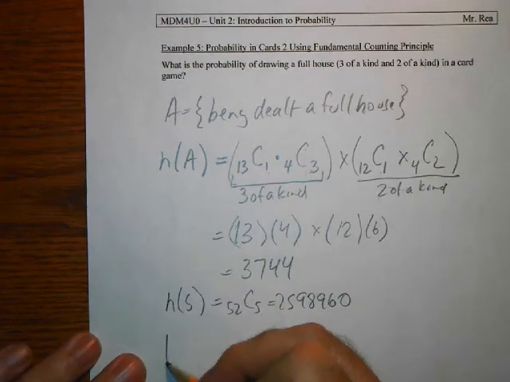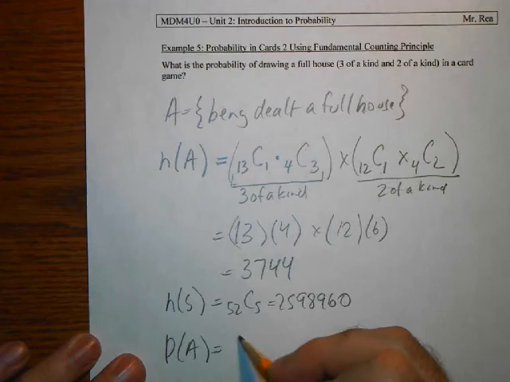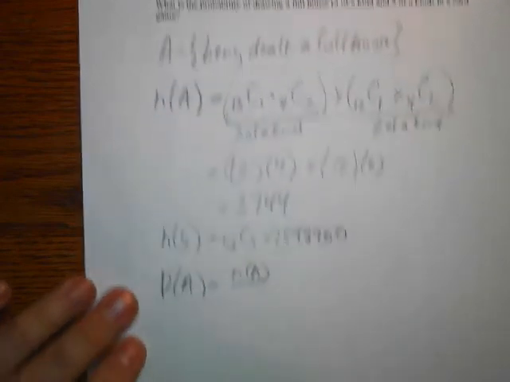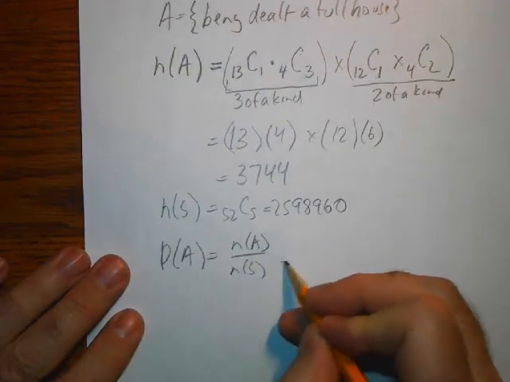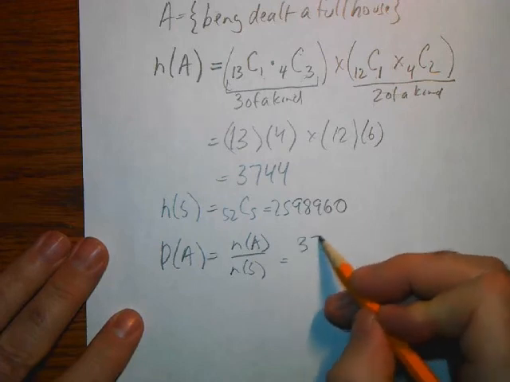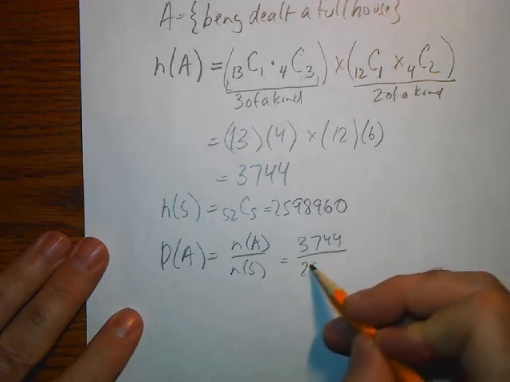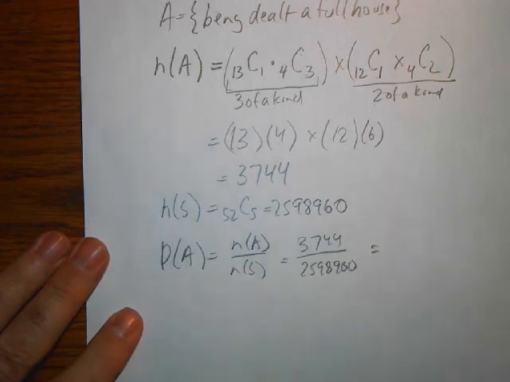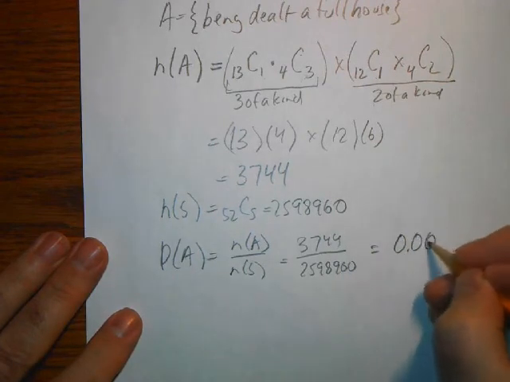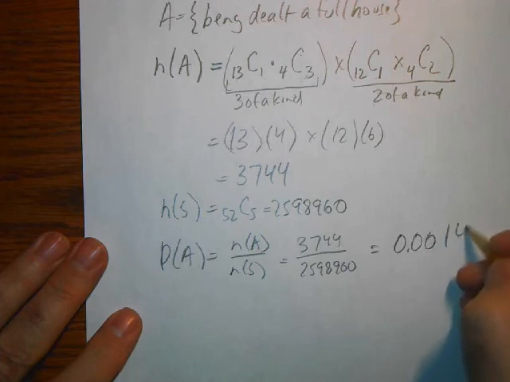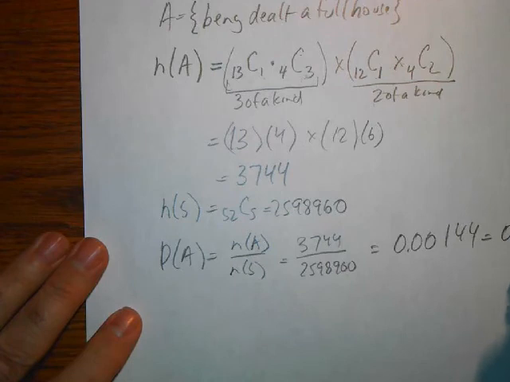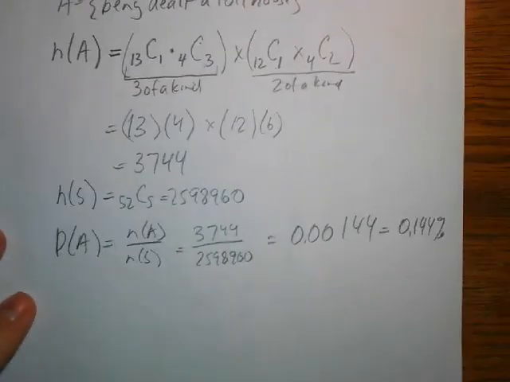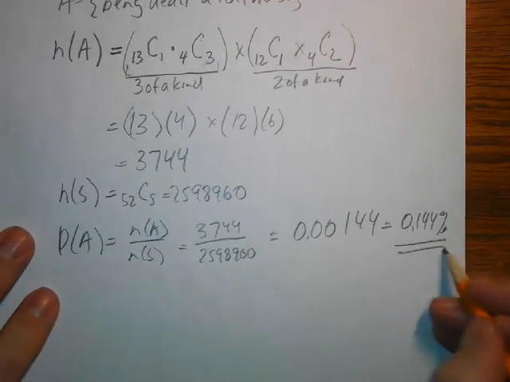Now to get the probability of A happening, that's going to be NA over NS, which is 3744 over 2598960. That's equal to 0.00144, which is equal to 0.144%. Okay, so there's our answer.